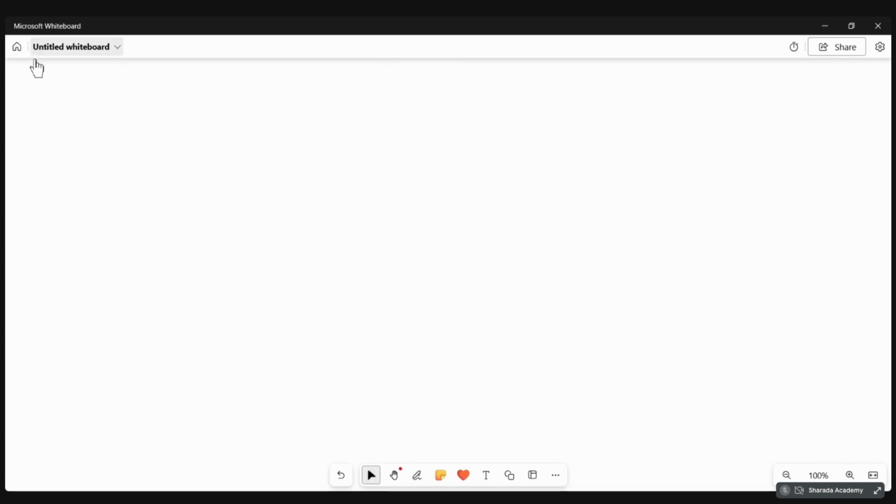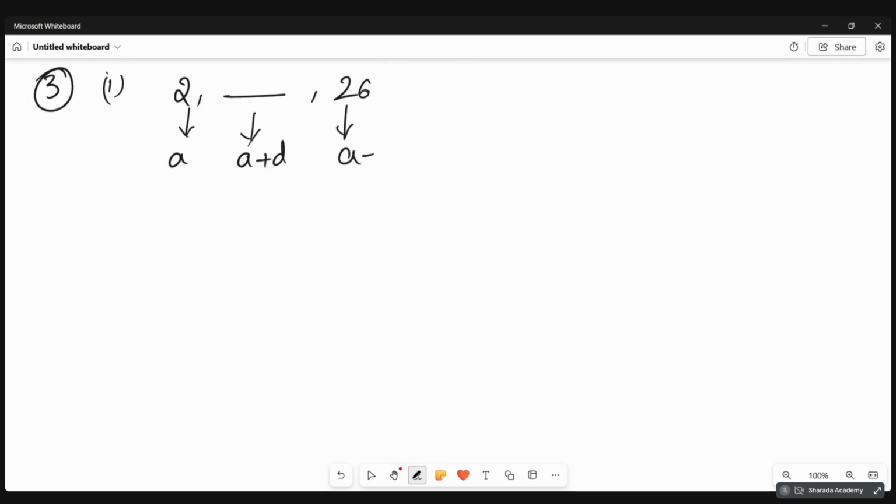So third main, first problem everyone got. You're doing? Okay. Start first, third main, first one. 2, dash, 26. This is A. This term will be A plus D. And third term will be A plus 2D.